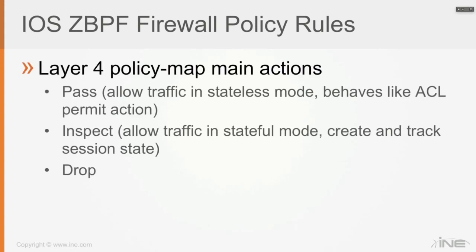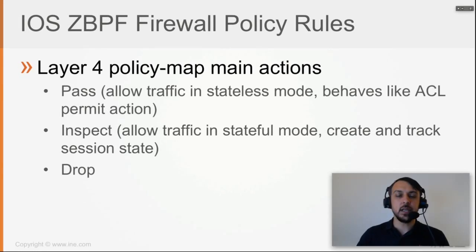Now, firewall policy rules, what are the actions? There are a couple more actions than these, but the main and important actions that you can configure in a policy map for each class map, for each type of traffic, you can either say pass as the action, which means you're going to allow traffic in a stateless mode. It behaves like an access list with a permit action. Of course, this is rarely seen, because as you're going to see, the firewall policy is going to be unidirectional. So if you don't inspect the traffic, you just pass it. It means you have to define firewall policies both ways in there.